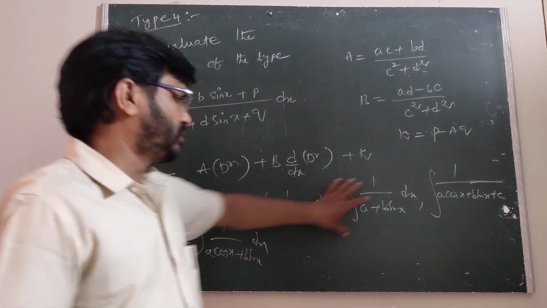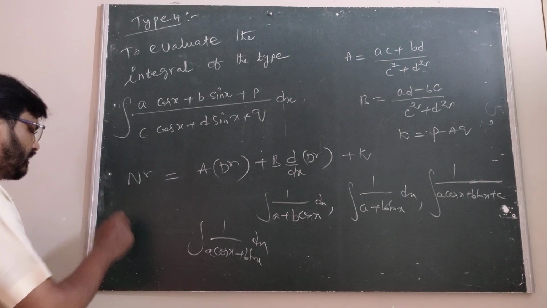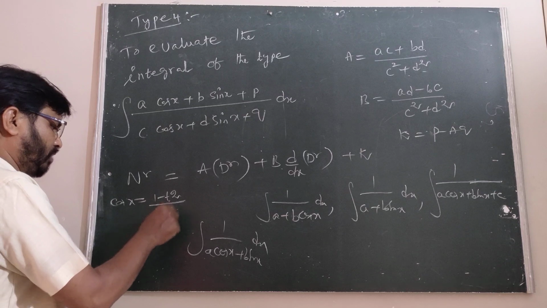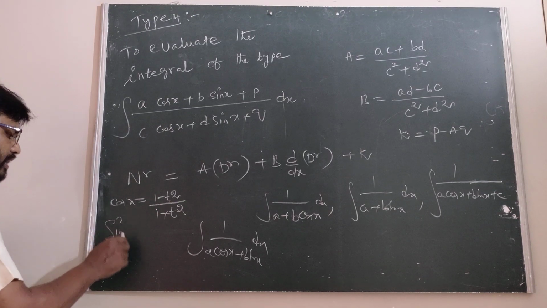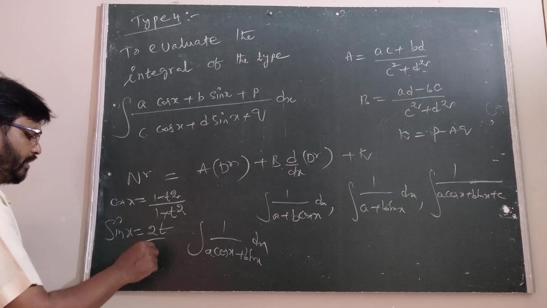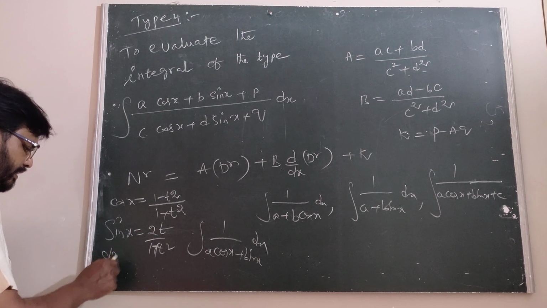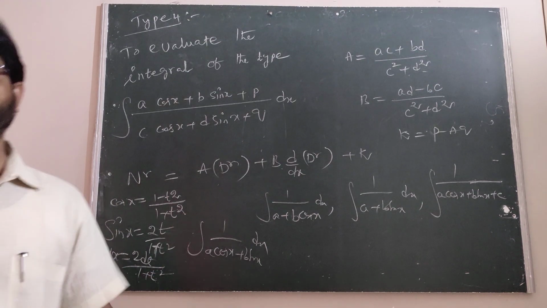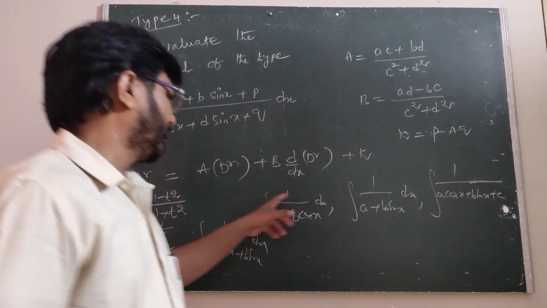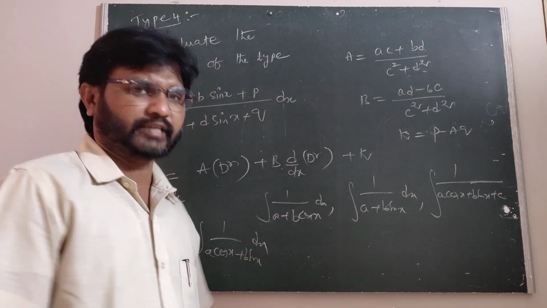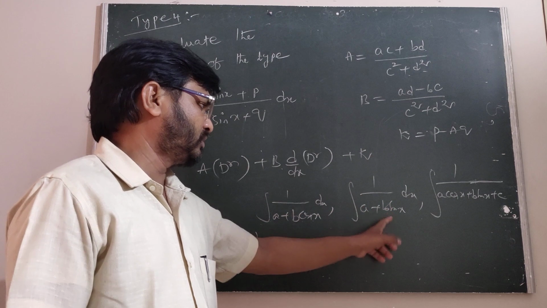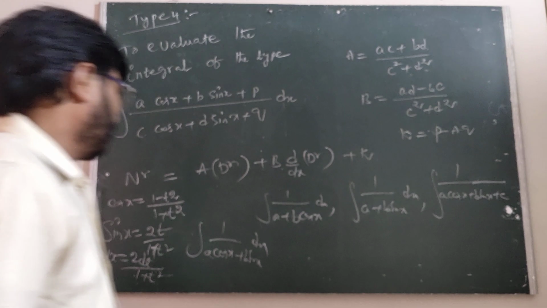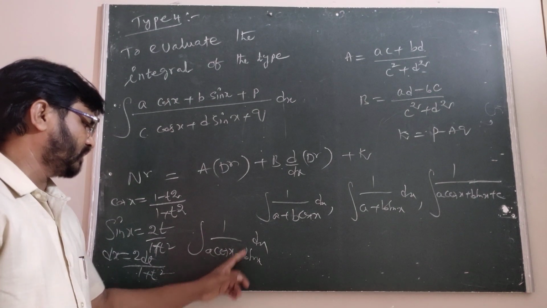To evaluate these types of integrals, we have to take cos x equal to 1 minus t square by 1 plus t square, and sin x equal to 2t by 1 plus t square, and dx is 2 dt by 1 plus t square. Do you understand? In type 2, these are in the form of integral 1 upon a plus b cos x into dx, integral 1 upon a plus b sin x into dx, integral 1 upon a cos x plus b sin x plus c, and integral 1 upon a cos x plus b sin x into dx.